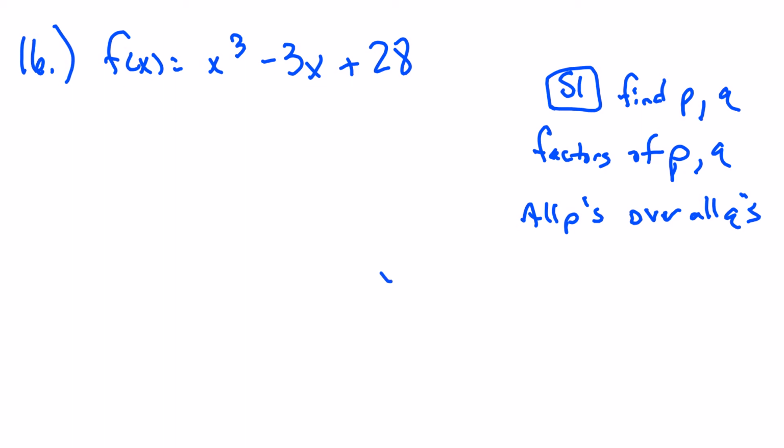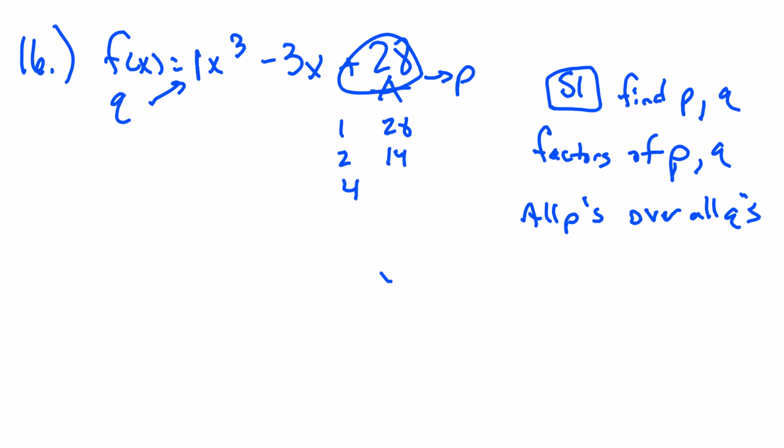So my p is 28. My q is technically 1, because even though it's the leading coefficient, you find the biggest exponent and the number that's in front of it. And ask yourself, well, how do I get 28? 1 and 28, 2 and 14, and 4 and 7. Well, how do I get 1? Well, 1 and 1.